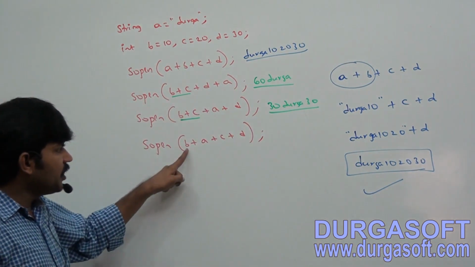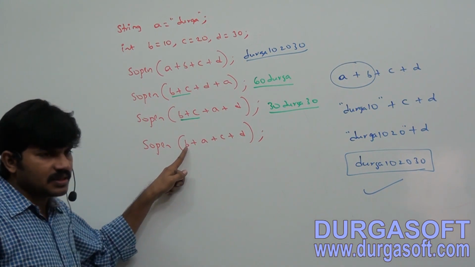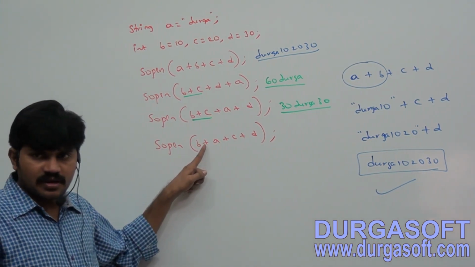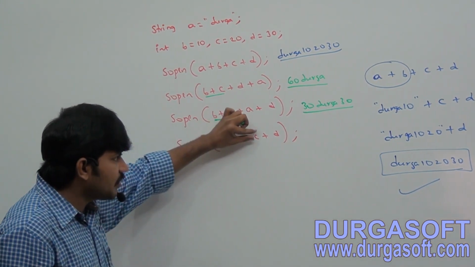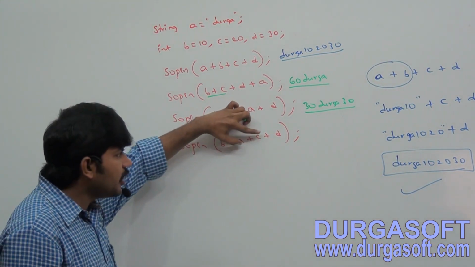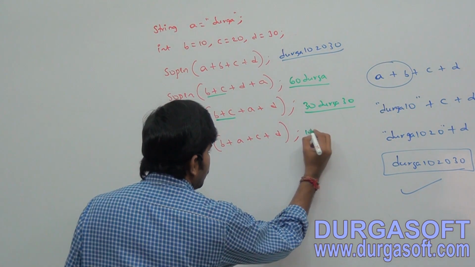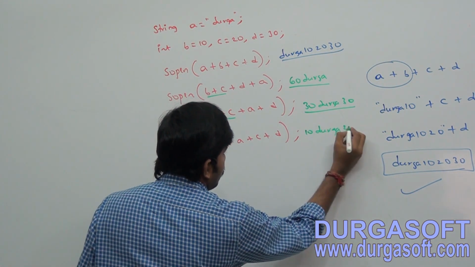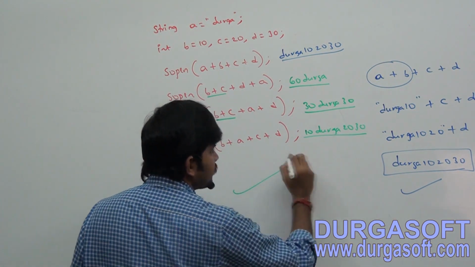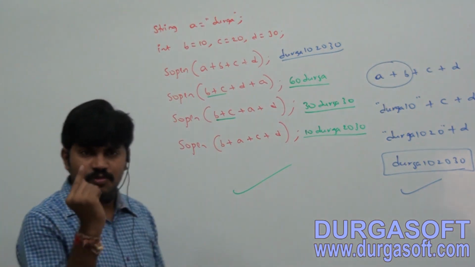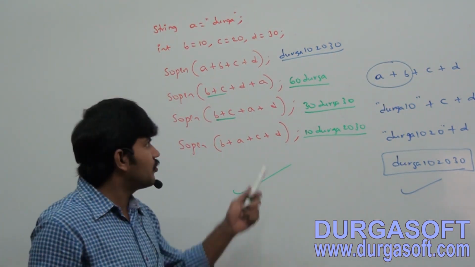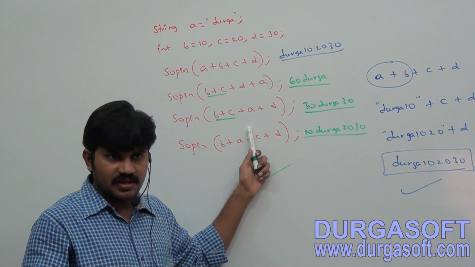Next, B plus A. One is a number plus a string, concatenation. Then string plus a number, concatenation, and string plus number, concatenation. Can you tell what the answer is now? 10 Durga, 20, 30, right? Are you able to understand? It's a small point, but there is a possibility of a question in the exam, so it should be clear to all of you.